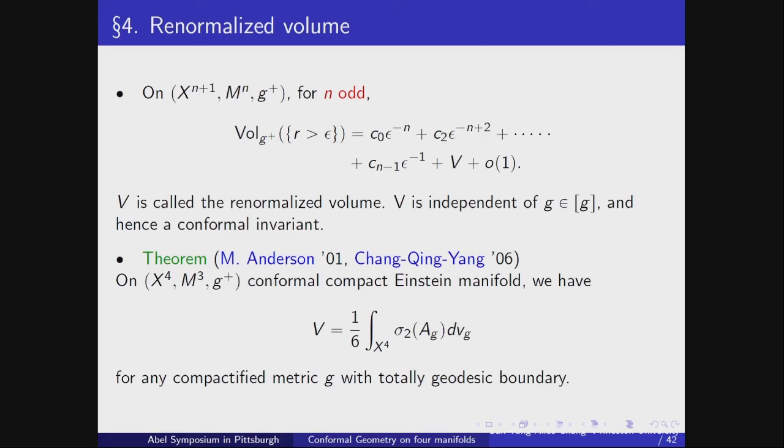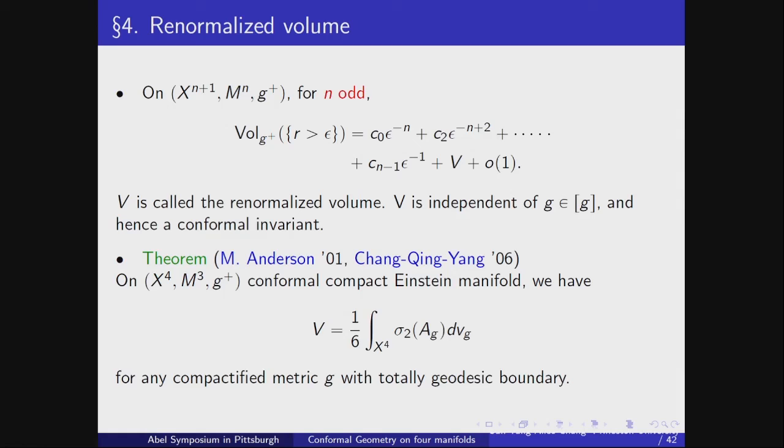But when n is odd, say 3 plus 1, a 3-dimensional boundary, in that case the log term disappears. We have the renormalized term. And the result we have is that this renormalized term is actually the sigma 2, the invariant we talk about, on the 4-manifold. You extend it in, okay? So that's the renormalized volume.